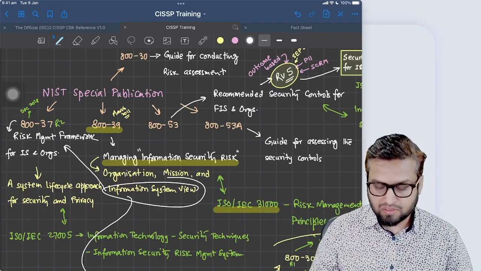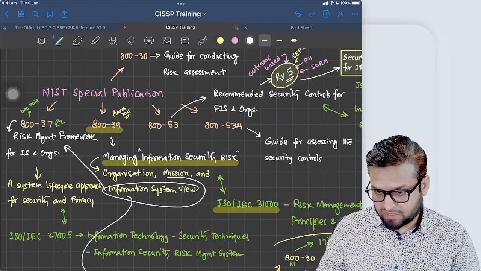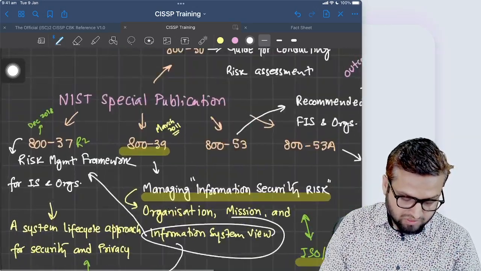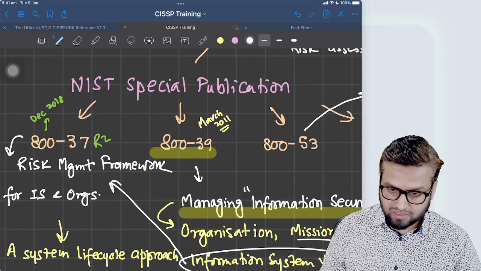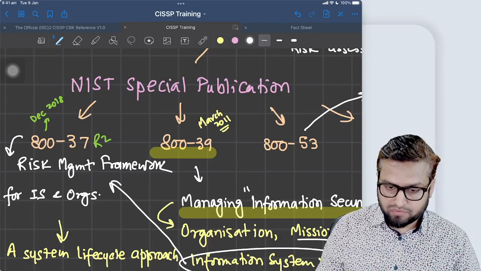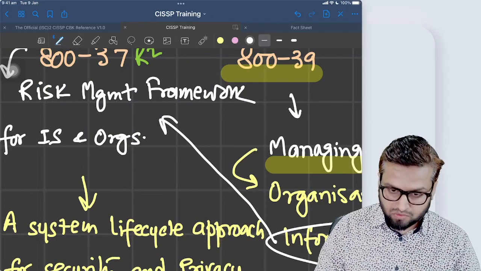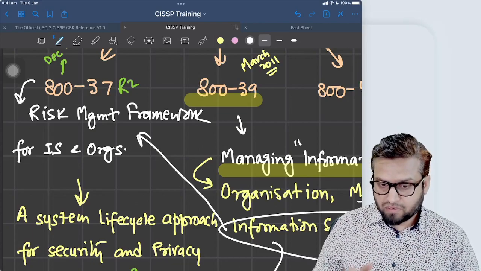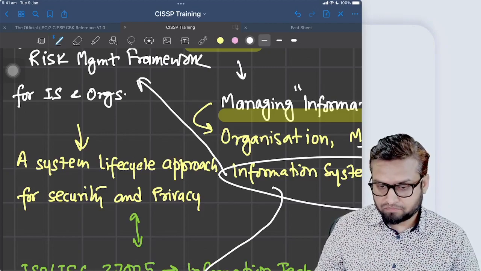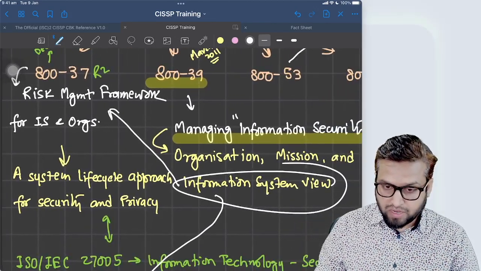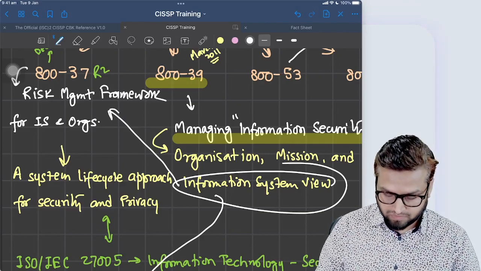Now what is NIST 837? NIST 837 is basically the risk management framework, and this risk management framework is for information systems, right? The last final publication was in December 2018, and at this date and time we are talking about revision 2. So revision 2 of NIST 837 gives an idea of the risk management framework for information systems and organizations. Wherever you see IS, it means information system, ORGS means organization in my drawings, right? So NIST 837 is the risk management framework for information systems and organizations. This document is a system lifecycle approach for security and privacy, right? So this is something you should know, and this 837 is used to describe the information system of NIST 839, right? I hope this is clear.